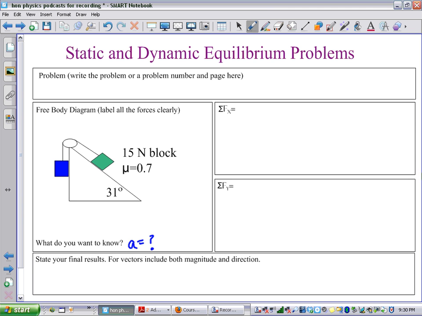First thing we have to do is analyze the forces on each of the blocks in turn. So the free body diagram for just this block by itself will be the force of gravity pulling it down and the force of tension pulling it up. And we don't know what the acceleration of the block is. Both blocks are 15 newtons. So this is 15 newtons also.